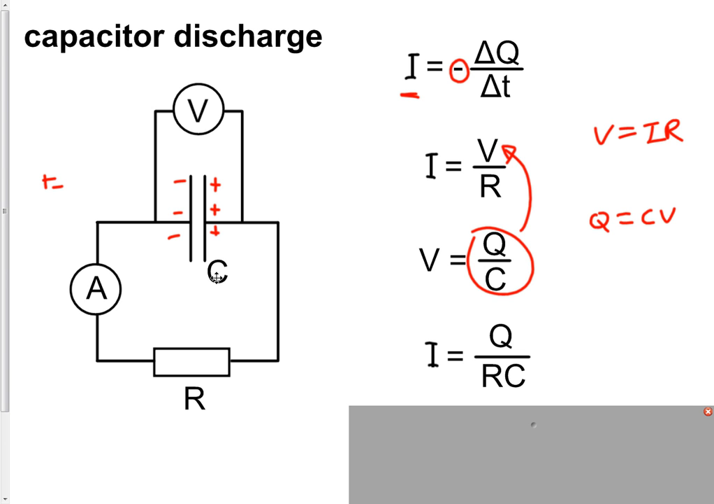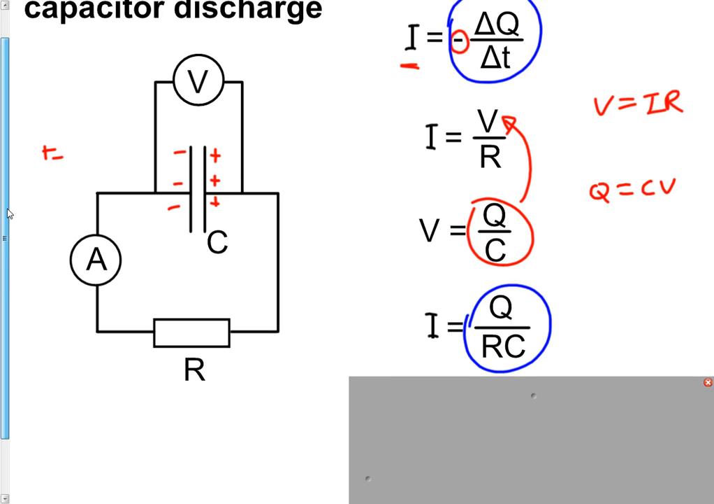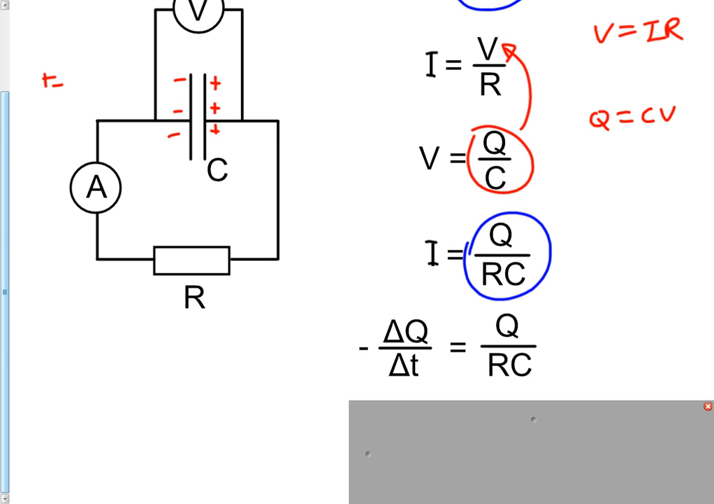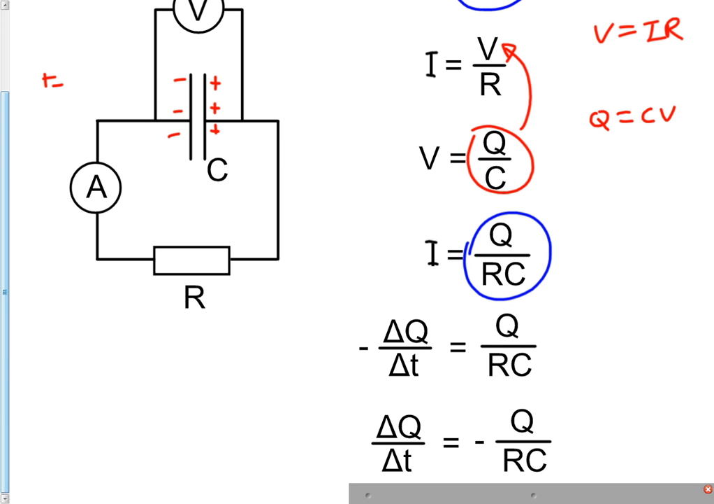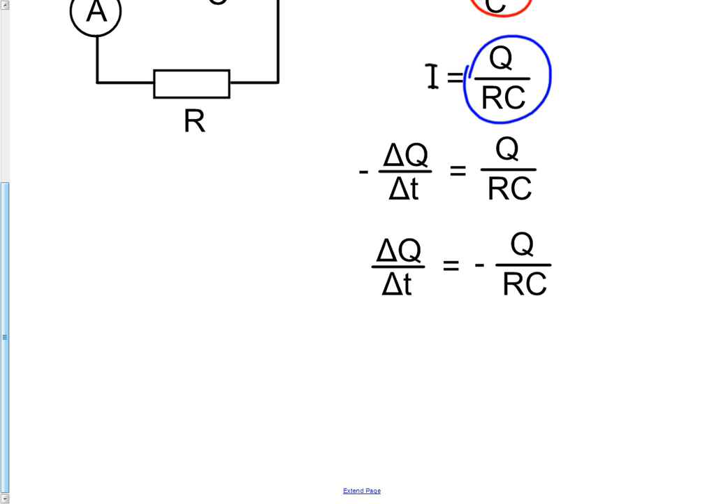So now we've got two expressions for current, this one here and this one here, so we can equate those two things to each other, and when we do that we just get minus delta Q over delta T equals Q on RC. And for the sake of tidiness and reasons which will become clear in a minute, I'm just going to quickly move the minus sign to get this. So delta Q over delta T equals minus Q on RC.